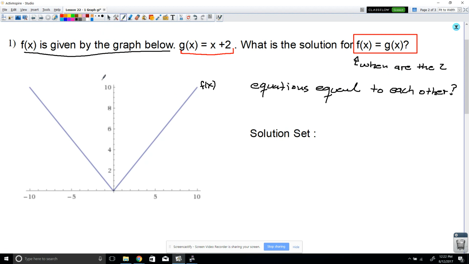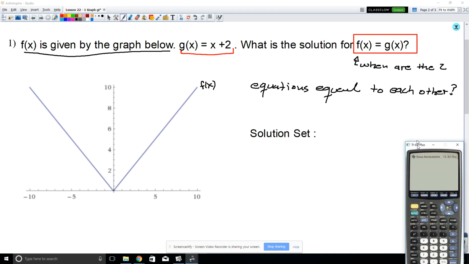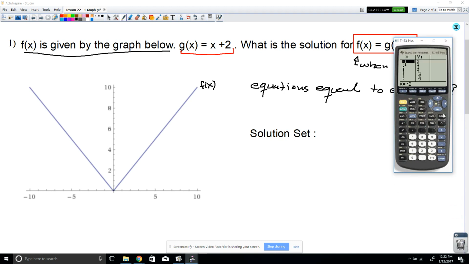Well, we know that f of x has been given here. And g of x, they don't give us a graph, but they do give us the equation. So what we can do here is, let's graph it. So let's clear that. Second quit. Y equals, and let's put the equation that we want to find out, x plus 2. We know that if we graph it, it's going to be a line that goes something like this, but we want to be precise, so we press second graph.